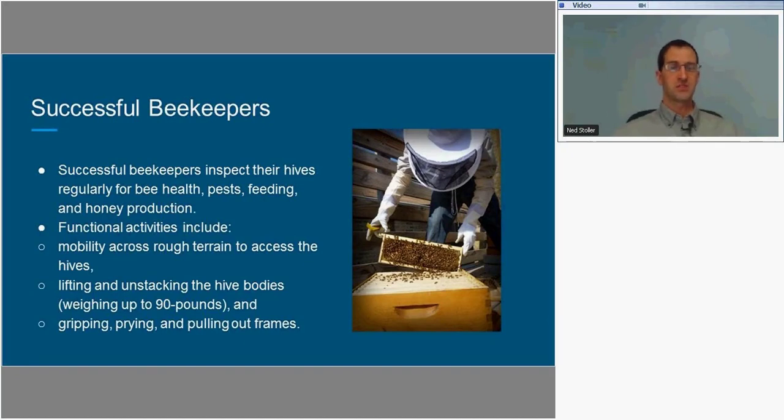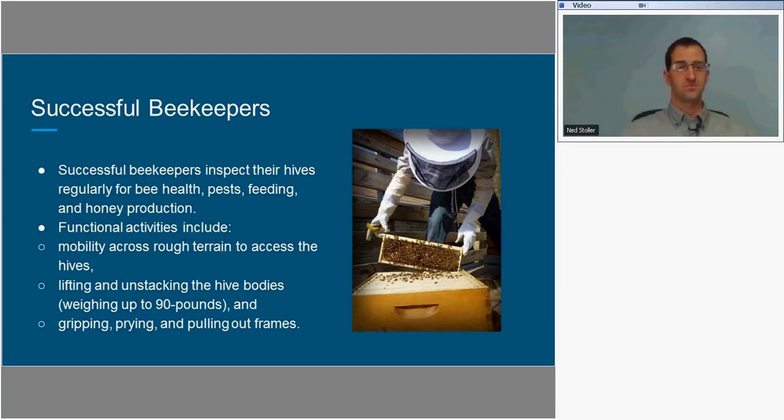Successful beekeepers spend a lot of time inspecting their hives. They're watching for pests. In the late fall and the winter time, they might be feeding their hives sugar water to keep the bees alive through a cold winter. They might be checking to see how much honey is collecting on the frames. They might be looking for the queen bee. They might be looking to see if the bees are getting ready to swarm, in which case they might want to split the hive and take some of the bees and start another hive.